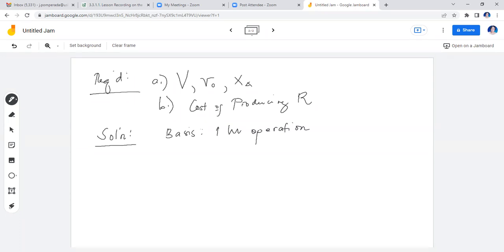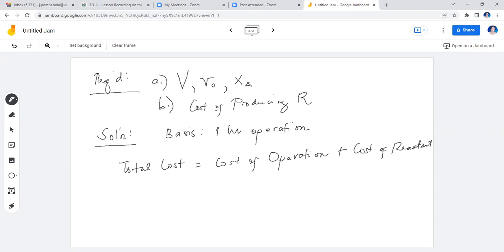Okay, we'll have a basis of 1 hour operation, and after that, you have to set up your total cost of production. So let's say total daily cost, that is, because we have here 1 hour, hourly operation rather, not daily. Total cost per hour, because I use the basis here of 1 hour, is equal to the cost of operation plus the cost of the reactant that you're using.